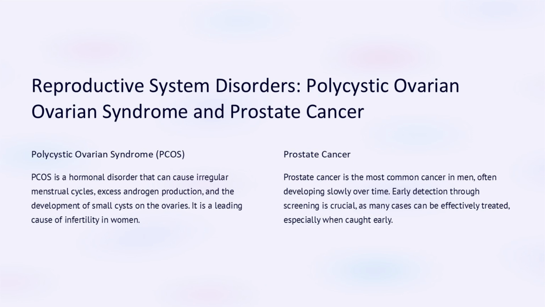Polycystic ovarian syndrome, or POS, is a hormonal disorder that affects women. It can cause irregular menstrual cycles, excess production of male hormones, and the development of small cysts on the ovaries. POS is a leading cause of infertility in women.